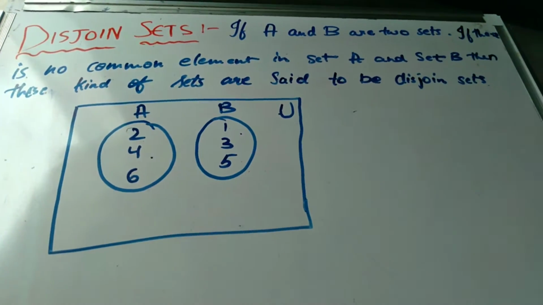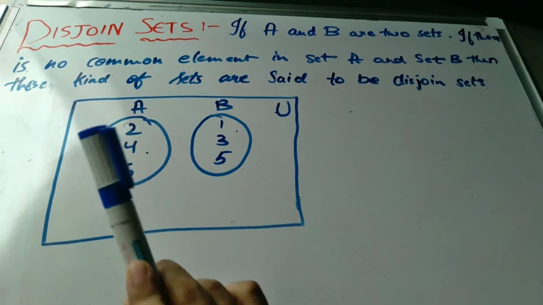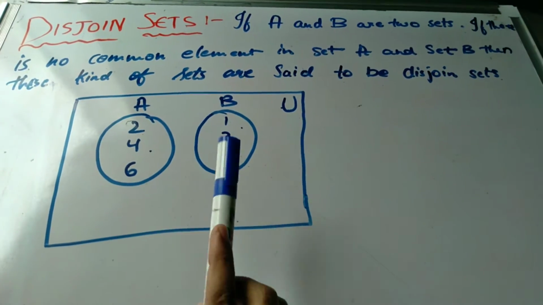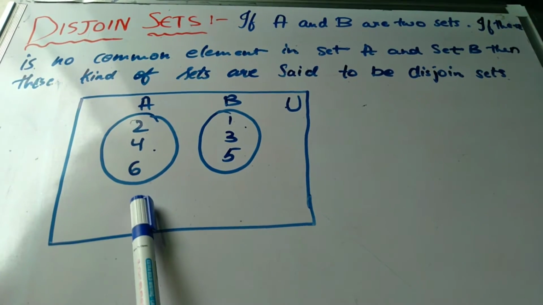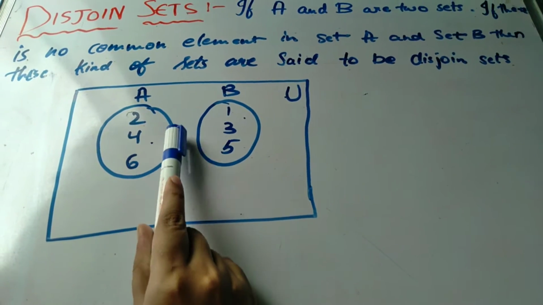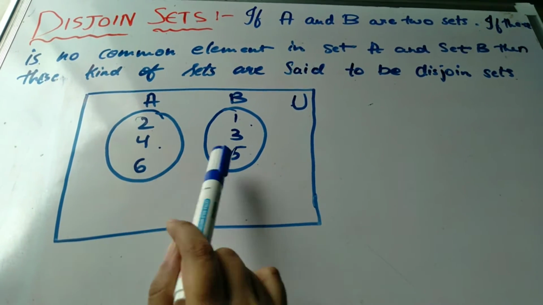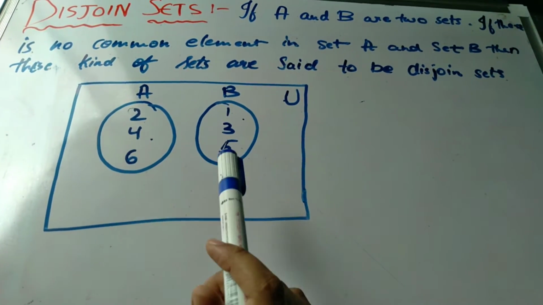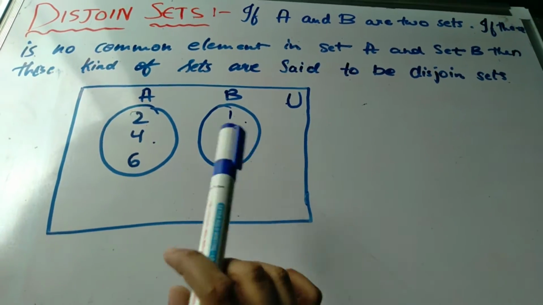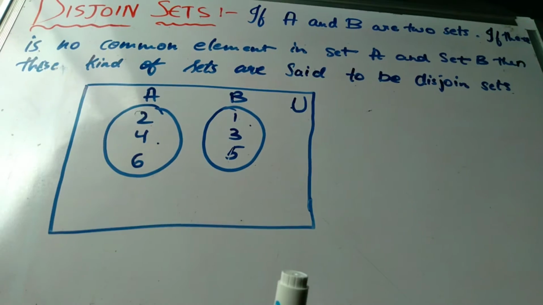So what are disjoint sets? If set A and set B are two sets and there is no common element, look here, there are no common elements in set A and set B. They don't have any common elements. There's 2; is there any 2 in B? No. Is there any 4 in B? No. Is there any 6 in B? The sets which do not have any common elements between them are said to be disjoint sets.